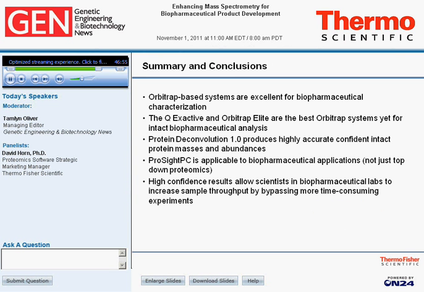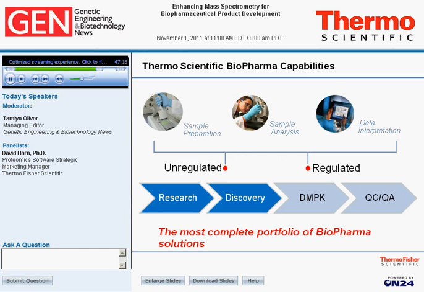And finally, these high-confidence results can allow you in your biopharmaceutical lab to increase your sample throughput by essentially bypassing more time-consuming experiments, say peptide mass fingerprinting, or if you have very high mass accuracy on the intact protein, you might find a modification that you wouldn't have otherwise. Next slide, please.